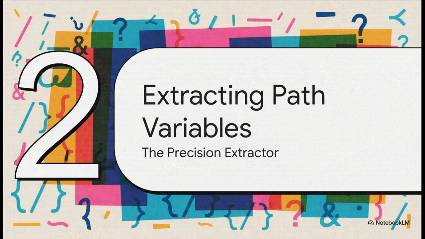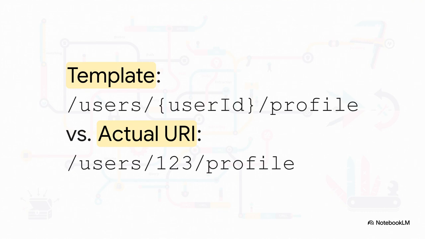First step in the toolkit, the precision extractor. You know, one of the most common things we do in web dev is grab dynamic values from a URL path, like a user ID or a product SKU. URIUtil's parseValues method does this with surgical precision. It's awesome. So, let's say you've got a template for your routes, like this one here. You use these curly braces to define a placeholder. In this case, it's userId.